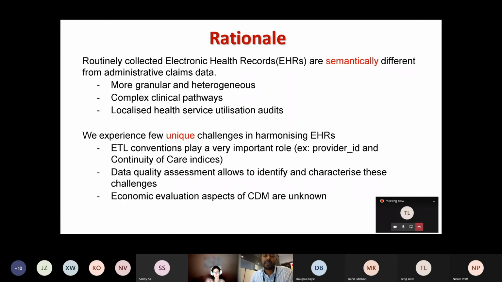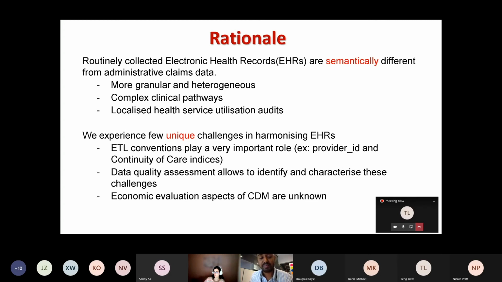We believe that if we take a systematic approach, something like data quality assessment, or even looking at the data quality life cycle, what's happening to the data right from start to end, or some of the concepts even highlighted by Michael as well. If we take a proper systematic look at different steps, probably we would be able to at least identify and characterize these challenges. It's important we are aware of these challenges, because the evidence generated after harmonizing to the CDM should be carefully considered as well. So that's one of the rationales for this particular project.